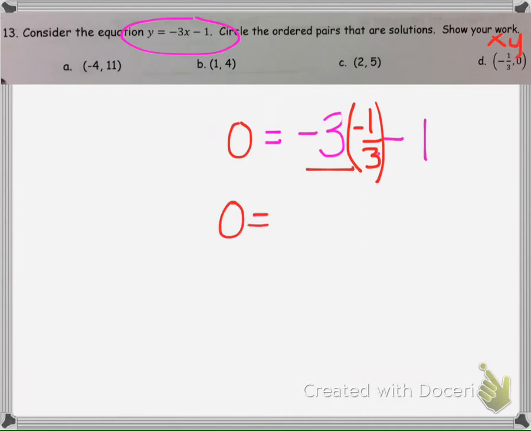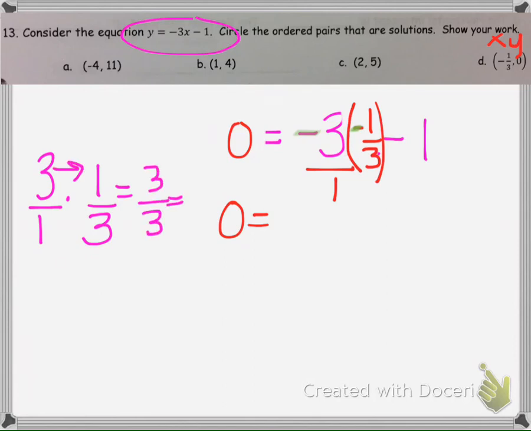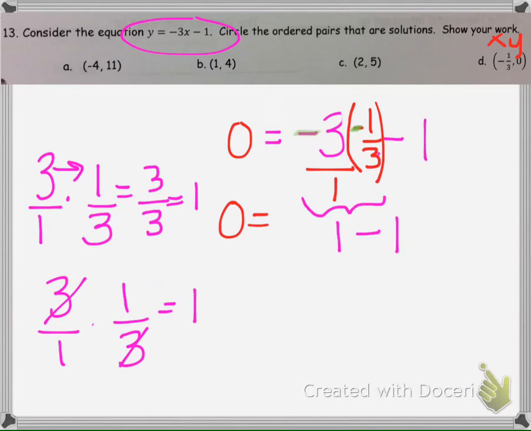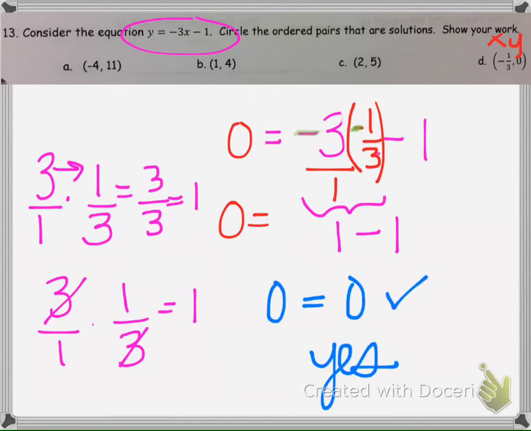So negative 3, so first of all, a negative times a negative is a positive. And then 3 times 1/3, you could either multiply straight across and get 3 over 3, which is 1, or you can cross simplify and the 3's will divide out and you're just left with 1 over 1, which is 1. So this makes 1, and then 1 minus 1 is 0. So it works. So the answer to this problem is A and D. They both are points or solutions to the equation we were given.